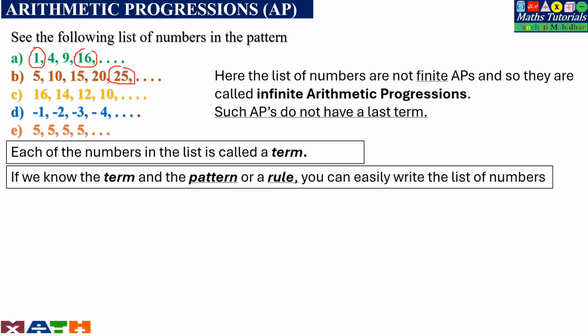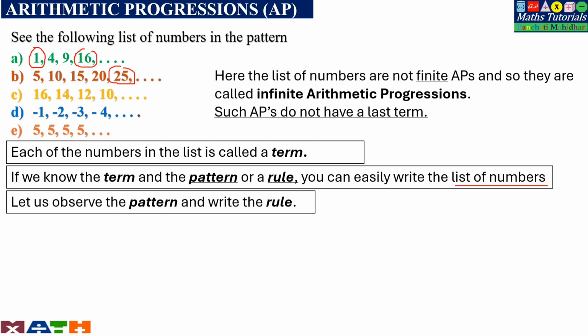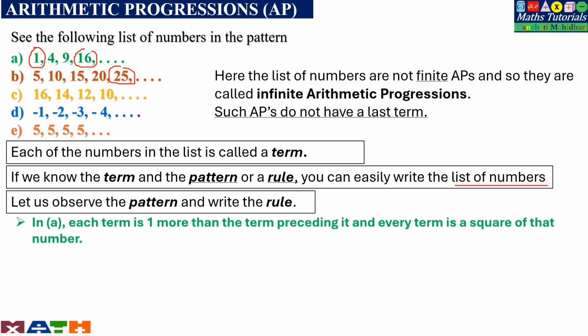If we know the first term and the pattern or rule, we can easily write any list of numbers. Pattern means it is in the square, multiplication, division. If we know that rule, easily we can write n number of terms in that list. Let us observe the pattern and write a rule. In A, each term is one more than the term preceding it, and every term is a square of that number. Here it is 1 square, 2 square, 3 square, 4 square, like that.